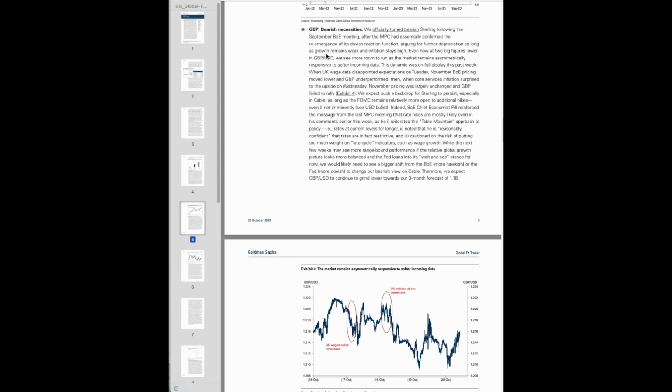And as a result of that, we expect GBPUSD to fall toward our target of 120 and then 118 after that.